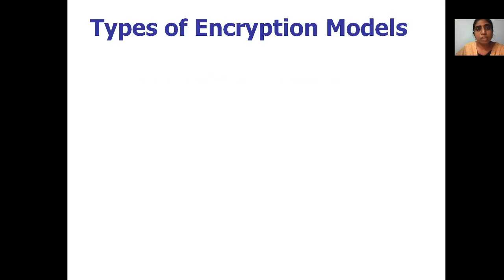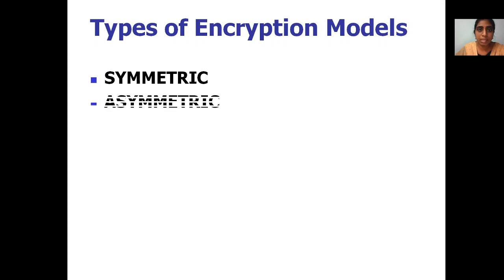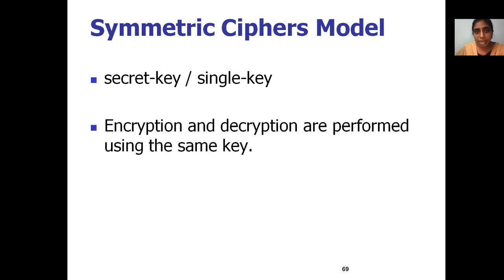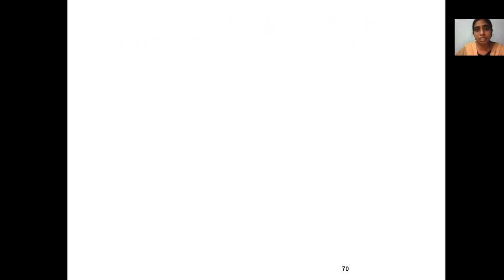There are two types of encryption models. One is the symmetric model, another one is the asymmetric model. In the symmetric cipher model, we are going to use a secret key or single key model. At both the encryption end and the decryption end, we are going to use only one particular key, the same key.